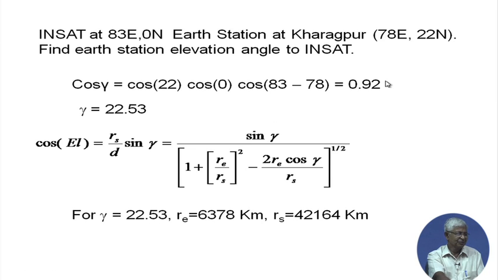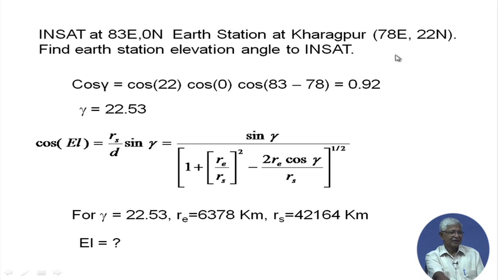So, for gamma you put this value 22.53 and for R E 6,378 kilometer approximately, and R S we calculated 42,164 kilometer. Find out what is the elevation. I am not giving the number here, these are simple calculations, but there is a very interesting thing you should look at now.